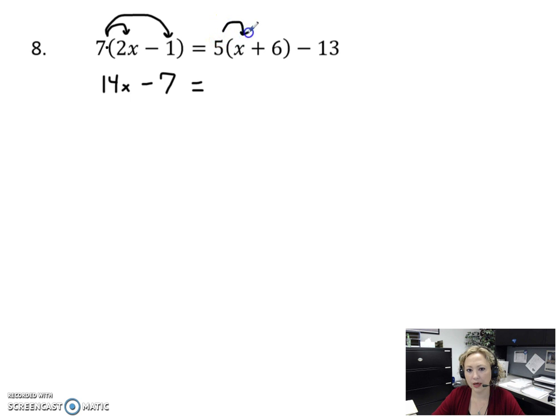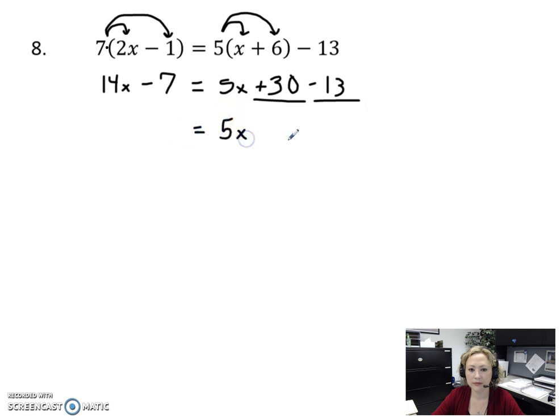We're going to come over to the right and again distribute the 5 to everything in that set of parentheses. So I'll have 5x, 5 times 6 is a positive 30, and this minus 13 gets brought down. Okay, I'm not yet done on the right. I can collect these like terms. So I'm left with 5x plus 17 on the right, and I'm just going to bring down the left side.